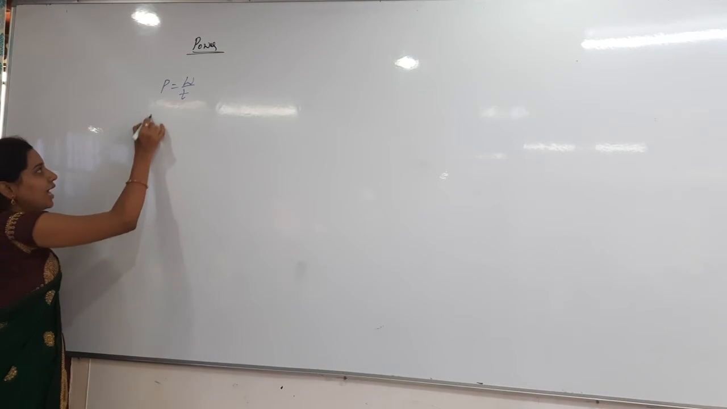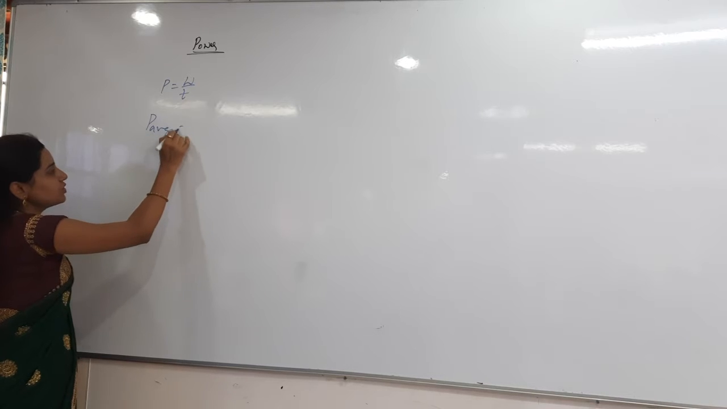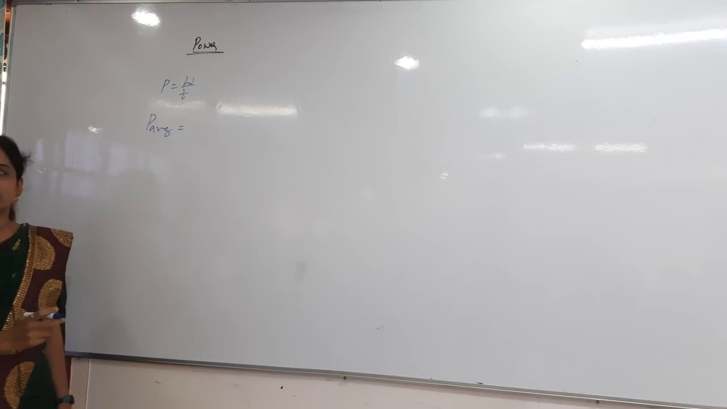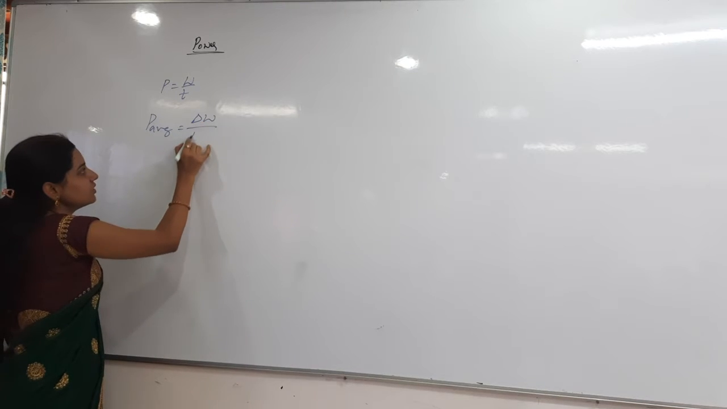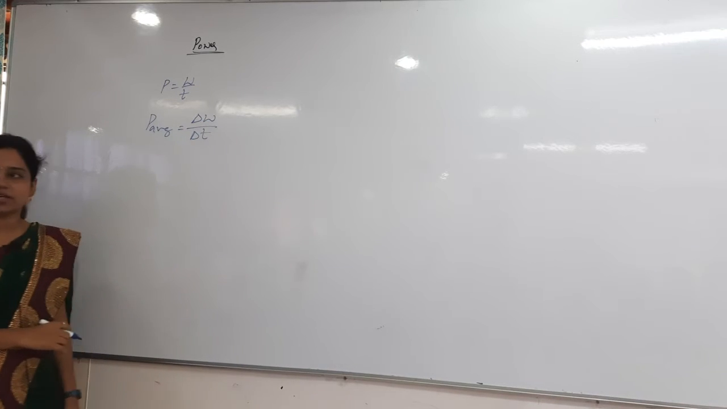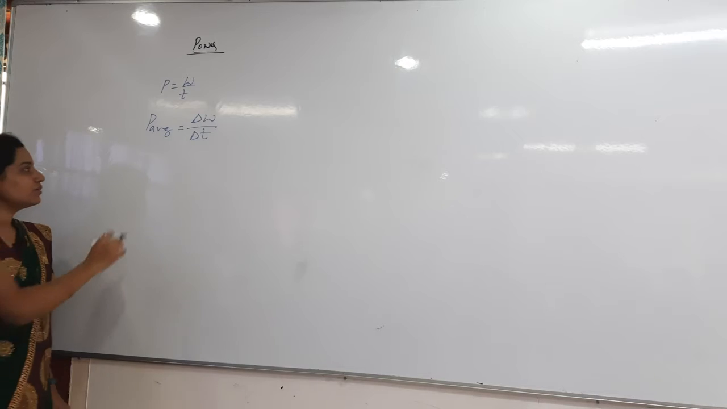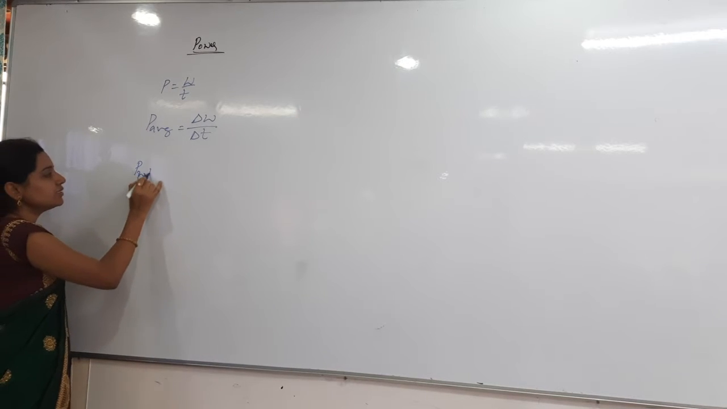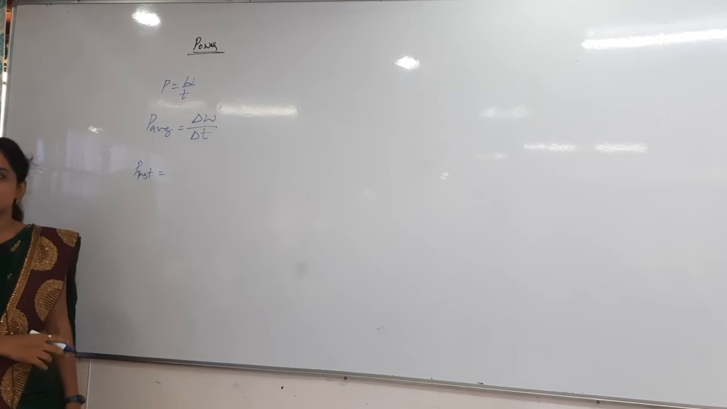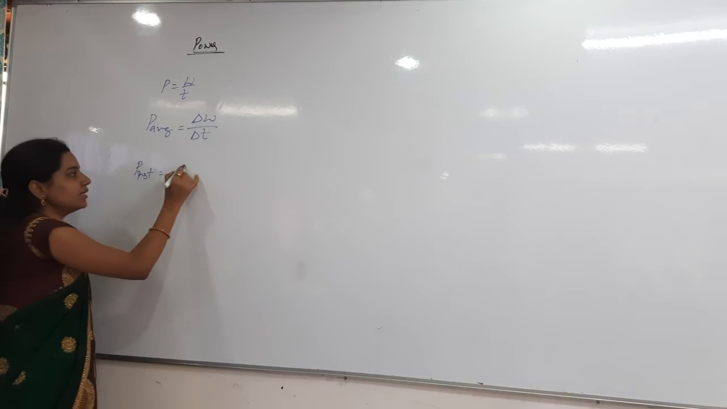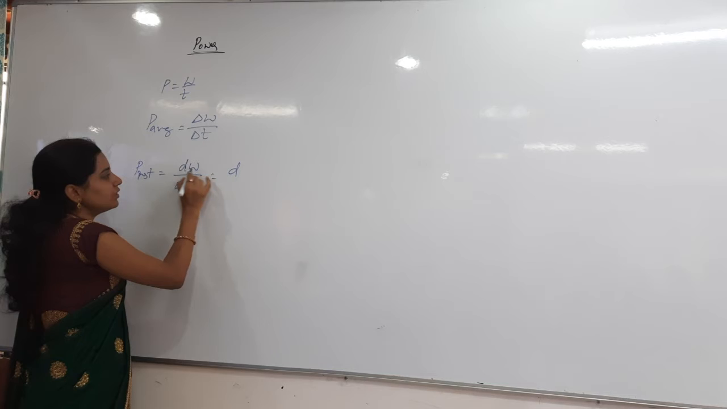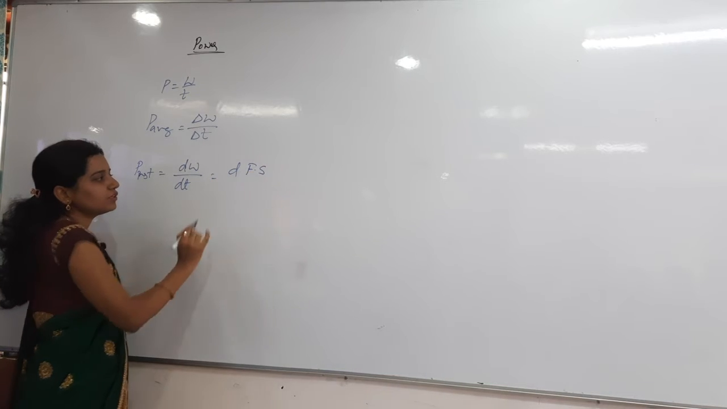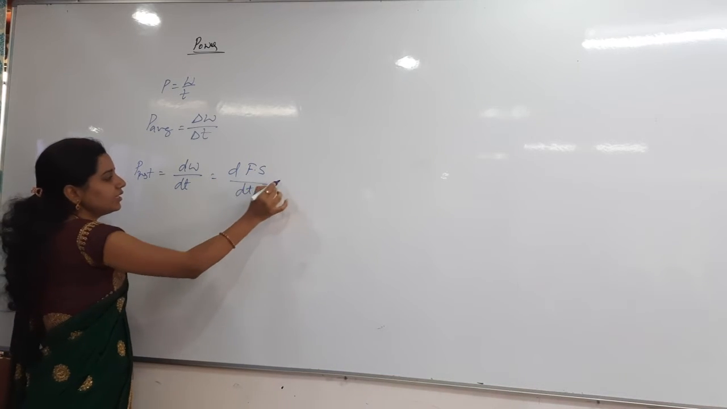Now here, average power will be there. P average is equal to, average means you will take an interval, right? Change in work done by change in time, delta W by delta T. And whenever you see P instantaneous, you will get differentiation, d by dt, so dW by dt. And dW is nothing but force into displacement divided by dt.